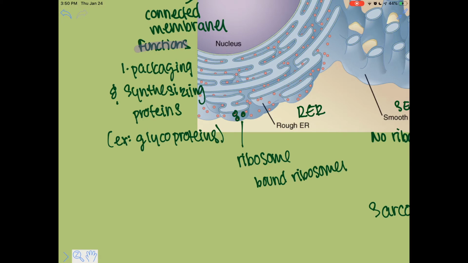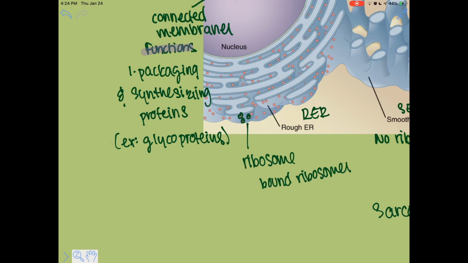And so remember that we said that synthesizing means building or making. So this rough ER is good at making proteins. And packaging, by packaging we mean that it sends it somewhere else, maybe in the cell or in a different cell. And so we can say that the rough ER is good for protein regulation.